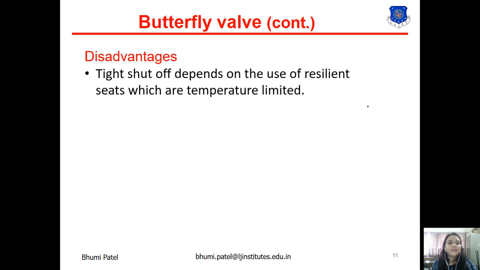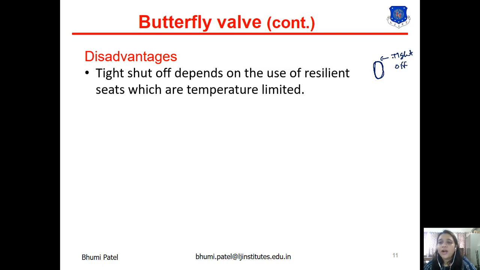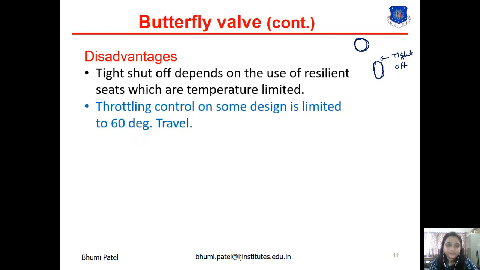Now the disadvantages of the butterfly valve. Tight shutoff depends on the use of a resilient seat, which is temperature limited. Here we use a seat and disc in the butterfly valve, so it is a problem for tight shutoff, because in the ball valve we use a ball. So the shutoff problem is not generated in the ball valve. In the butterfly valve, whenever there is a temperature problem, a tight shutoff problem arises. Now throttling control on some designs is limited to 60-degree travel.